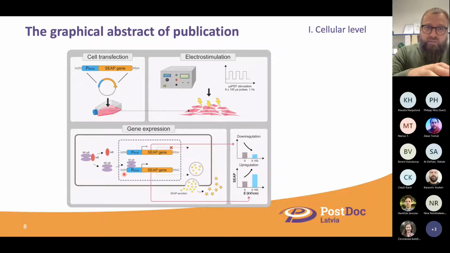As I told, the cells were transfected by plasmids, which hold a specific promoter area and a specific reporter gene. It means that after such stimulation, if specific intracellular signals are triggered, we will see some expression, because the product of this reporter gene is a specific protein, alkaline phosphatase, which can be secreted out from the cells, and then we can see some reaction in the surrounding suspension.